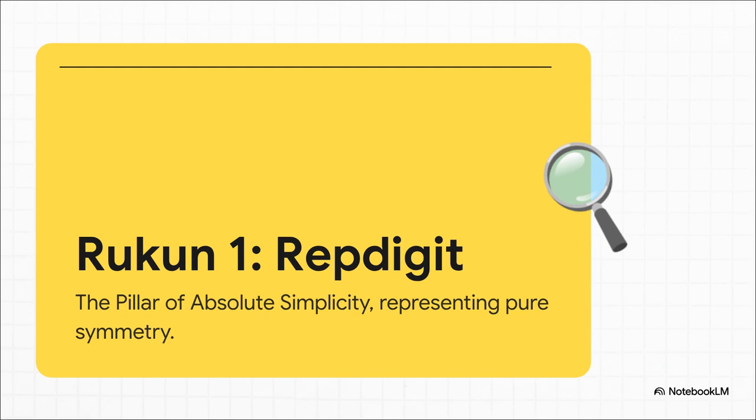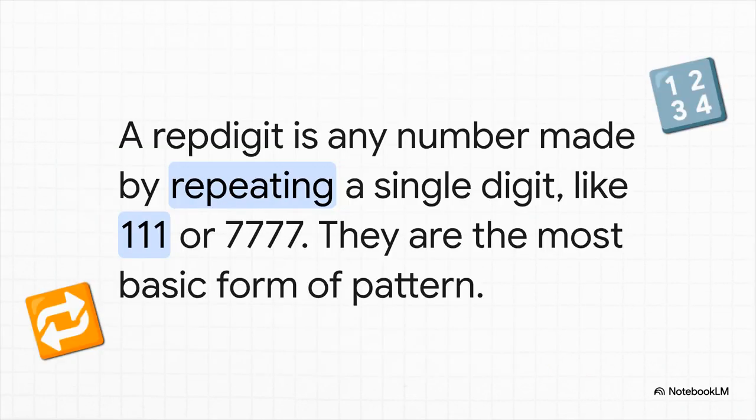First up, we have our first test for a number. It's called the pillar of absolute simplicity, or rep digit. This one's the easiest one to spot for sure. A rep digit is just any number that's made by repeating a single digit. You know, like 111 or 7777, it represents the most basic, most intuitive kind of pattern you can imagine.